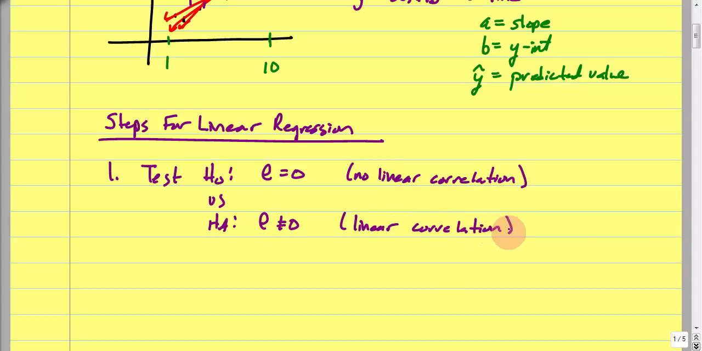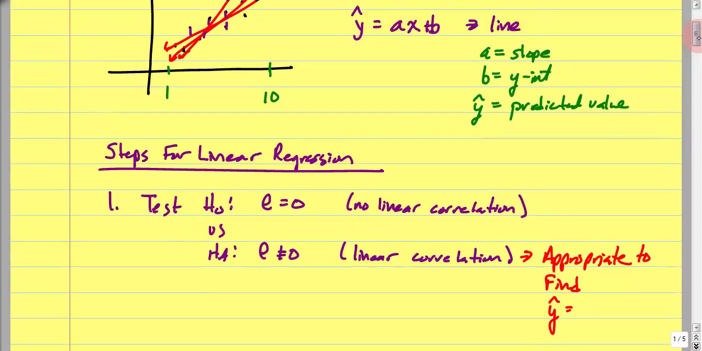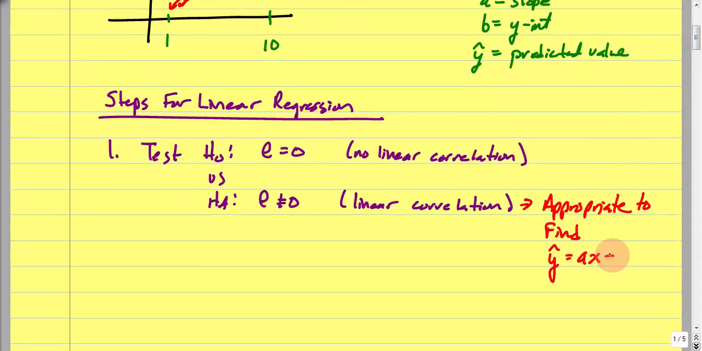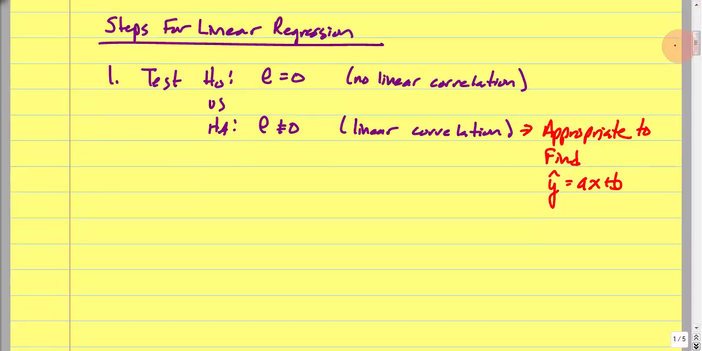Now, if we can establish that there is some linear correlation, then from here, this is when it's appropriate to find the line of best fit. And again, that was from up here, our line of best fit was ax plus b. If we find there is no linear correlation, a line of best fit doesn't really seem to make sense so much. Okay, so that's our first thing, is to test H0 versus HA to see if there is a linear correlation between the two random variables. And then if there is a linear correlation, go ahead and find this regression line.